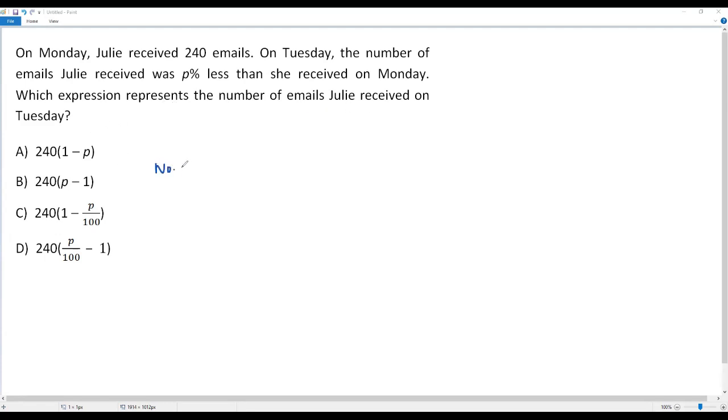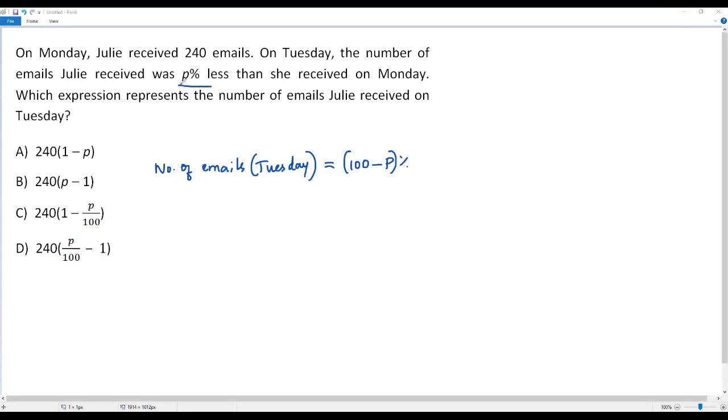Let me write the stuff over here. That is the number of emails received on Tuesday. Let me finish writing. To get the number of emails received on Tuesday, we have to decrease this 240 by P%, because the question says on Tuesday, the number of emails received was P% less than on Monday, that is 240. Okay, since we have to decrease this value 240 by P%, we have to subtract this P from 100, then we get 100 negative P%.